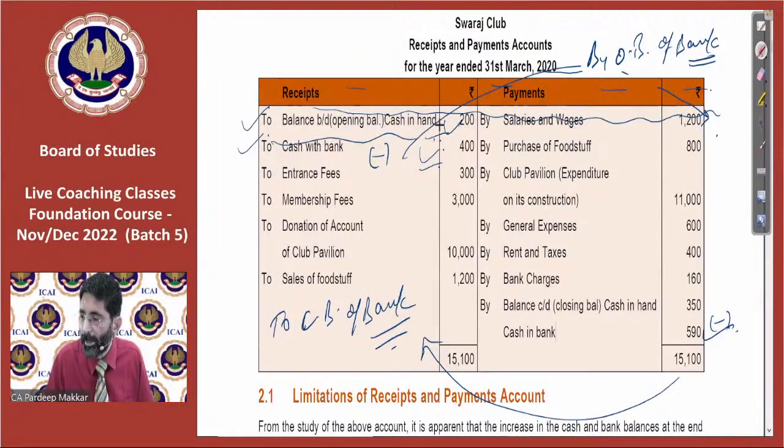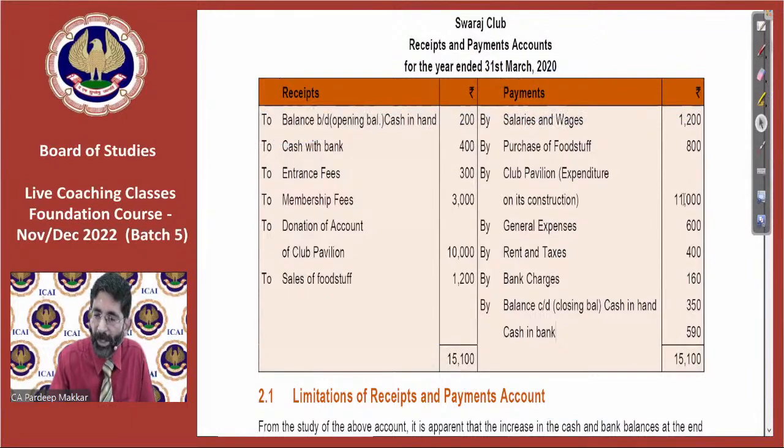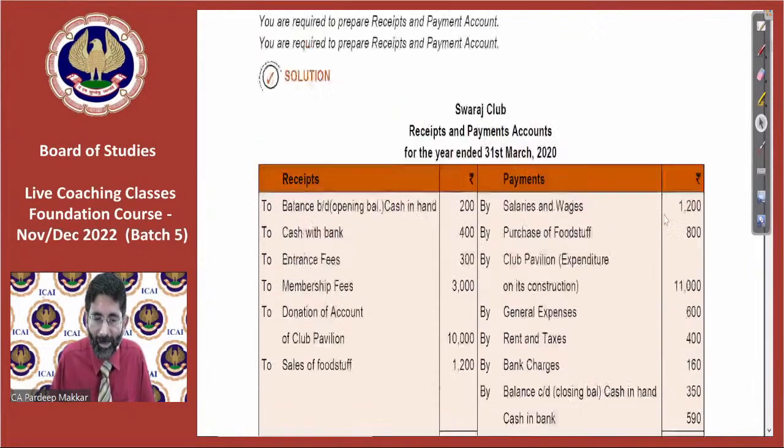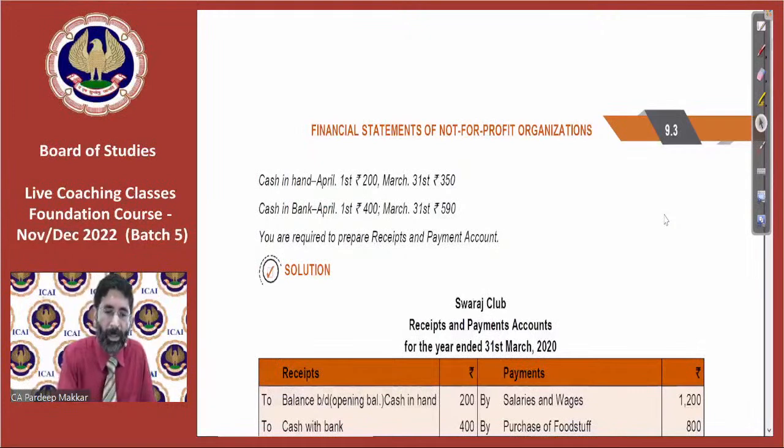Where is opening 200 from? From where did this 200 rupees come? This person has done the question actually. Remaining have also done, but it was fun to see the query. Look, it is given to you, beta. Just see here. Cash in hand, 1st of April 200, 31st of March 350. So this is the opening balance of cash in hand. This is the closing balance of cash in hand. This is the cash at bank opening balance, cash at bank closing balance.